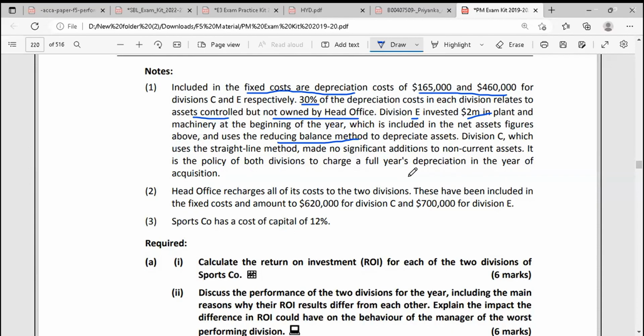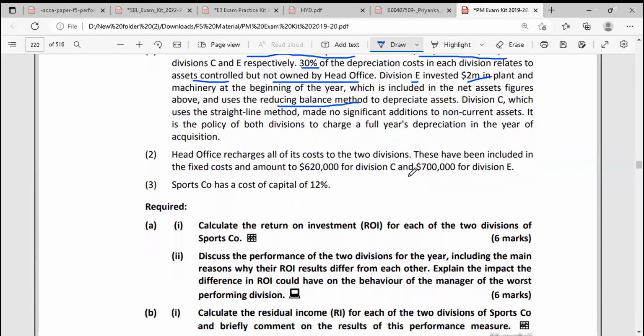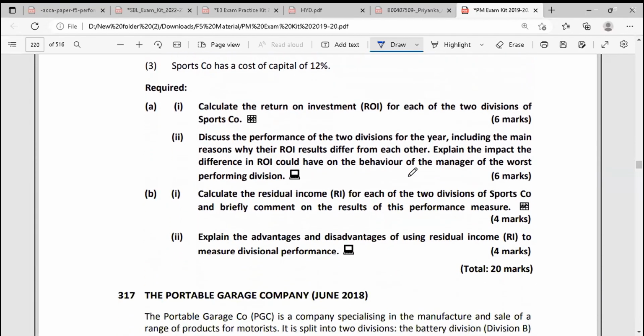Calculate ROI. First, let's calculate ROI. Then discuss the performance of the two divisions for the year, including the main reason why their ROI results differ from each other. Explain the impact. Then calculate RI. Discuss the advantages and disadvantages of using RI. So let's go to the Excel sheet. I've pasted the question already.